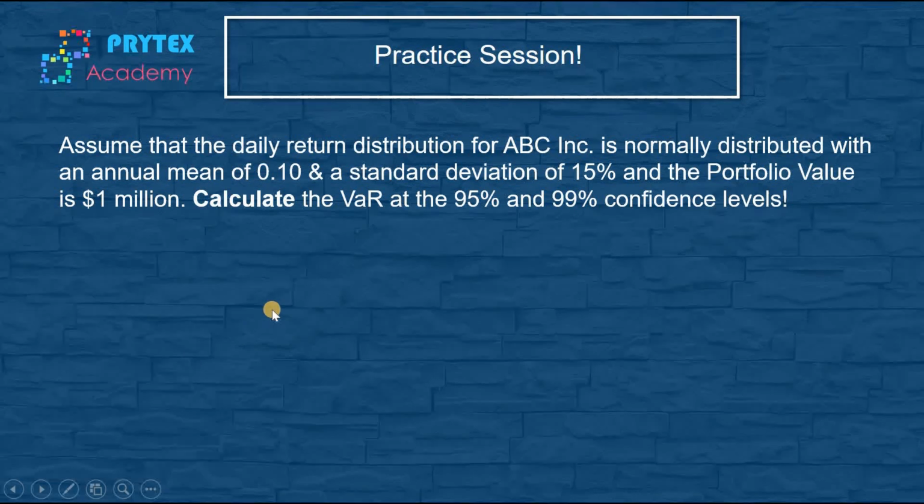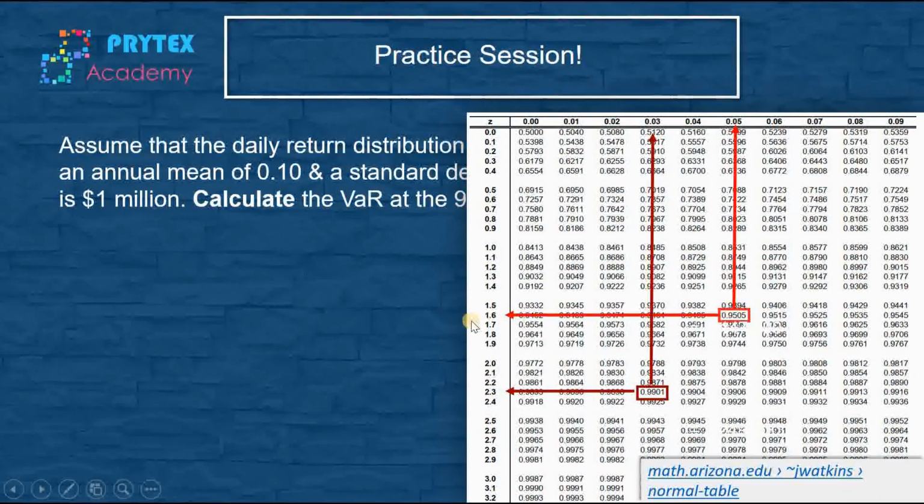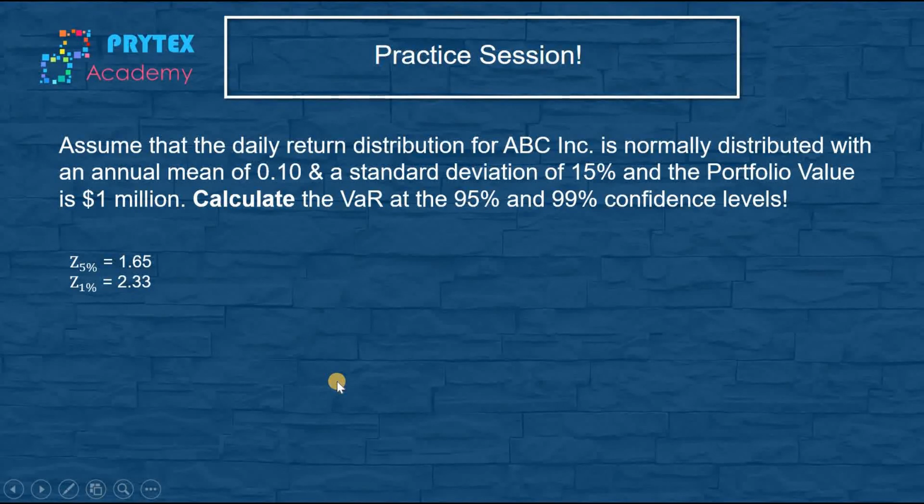So how do we do that? Let's first calculate the Z values from the table. For 95%, we know the Z value would be 1.65, and for 99% confidence level, the Z value would be 2.33. That is, we add up these terms, 2.3 plus 0.03 is equal to 2.33. Now that we have calculated the z values for the 5% and 1% significance levels, we are ready to use these values and the given values of mean and standard deviation of daily return to calculate the value at risk by the normal distribution method.